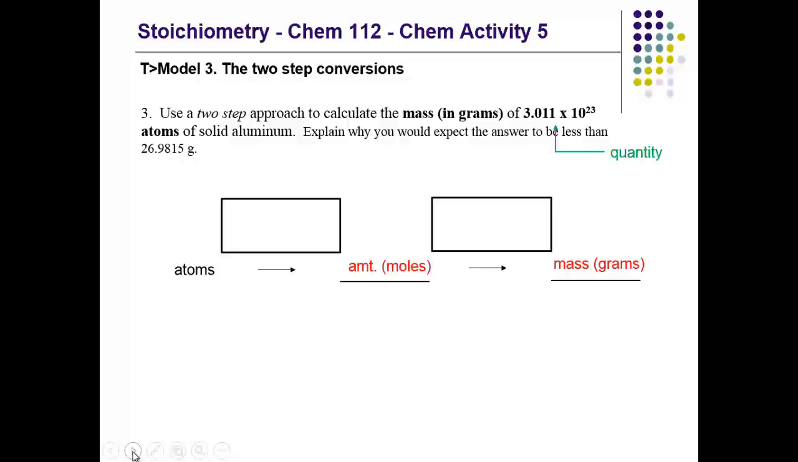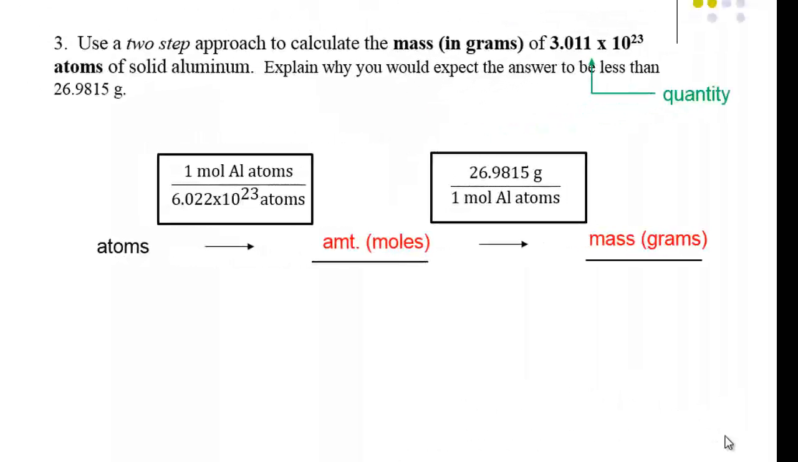The conversion factors to do this: Avogadro's number in the first case. Note that in the numerator it's 1 mole of aluminum atoms divided by Avogadro's number. And then once we have the amount, we can convert to the mass in grams using the molar mass of aluminum. Once you've done this work, as I say, either in your head or explicitly writing it down, the calculation is very straightforward. And so the calculation would look something like this.